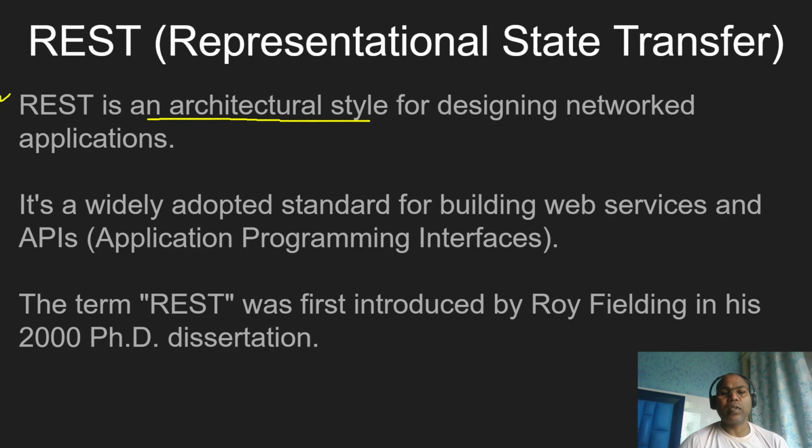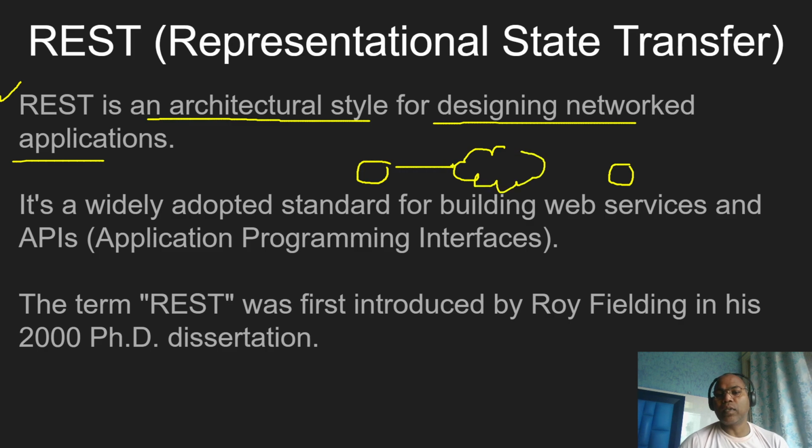REST is designed as an architecture style for designing network applications. That means two applications, two programs, communicate or exchange data via the internet. That means one application is connected to a particular IP address, another application is connected to the network, and both are trying to exchange data between the services. So nowadays it is a very widely used communication protocol while building web services.